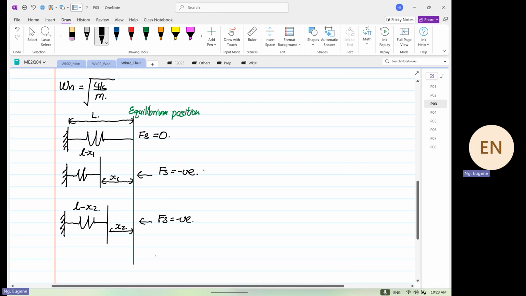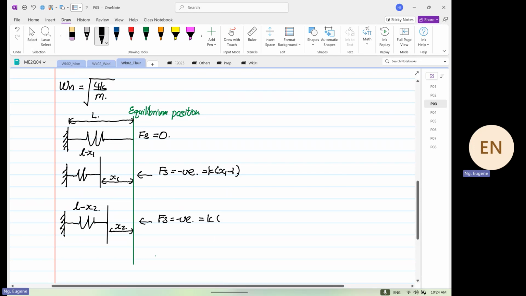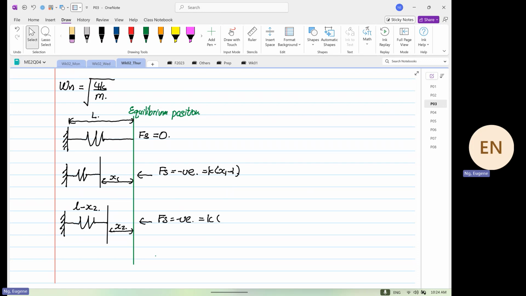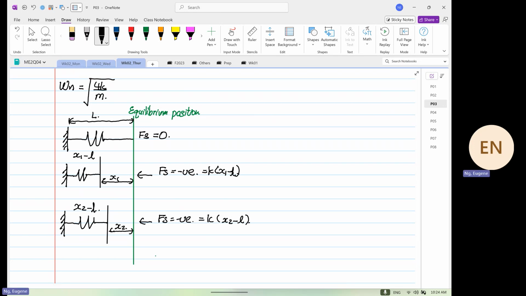So for this case, you know that this is k times L minus x1. Or this case is k, to be fair, I'm going to put this as x1 minus L. Okay, I'll tell you why later. It will help you handle the direction.